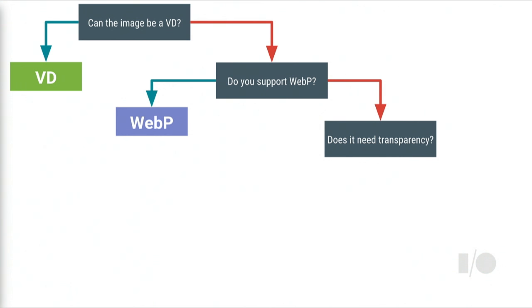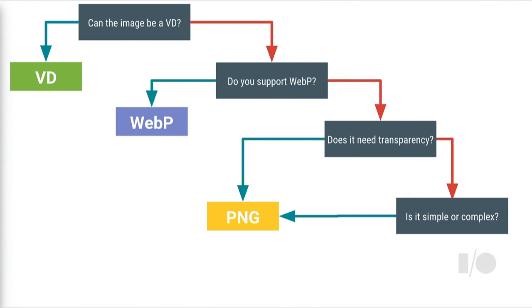If you don't support WebP, ask yourself, does it need transparency? If yes, obviously you've got to use PNG for that. If no, you've got to ask yourself, is it simple or complex? Remember, PNG optimizes and compresses better in areas of very self-similar pixels. So the more photorealistic an image, the worse PNG is going to compress it. The simpler an image, the better PNG is going to compress it, right? If it's complex, we're going to go to JPEG.